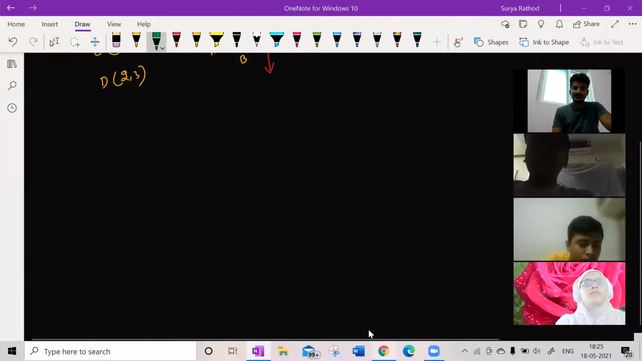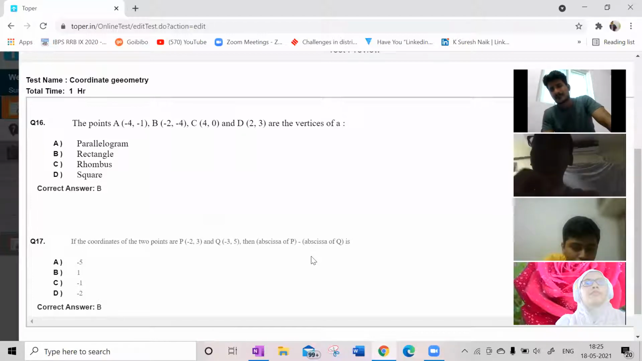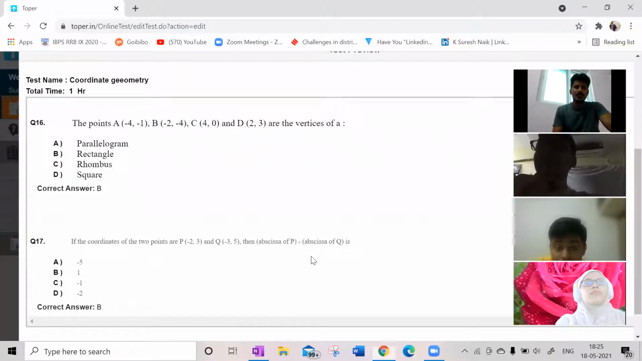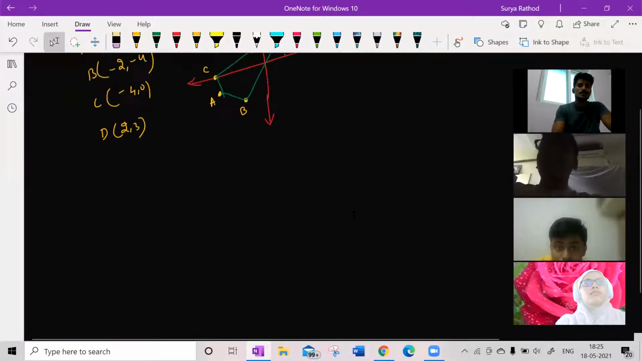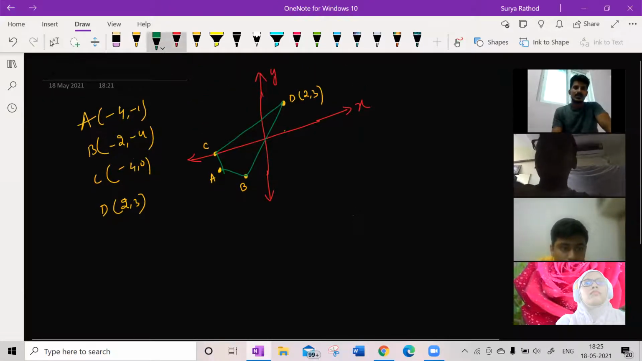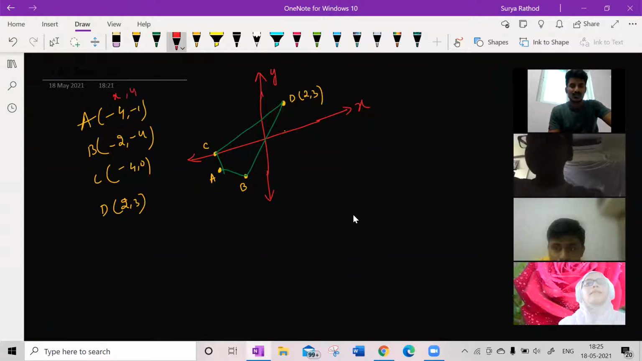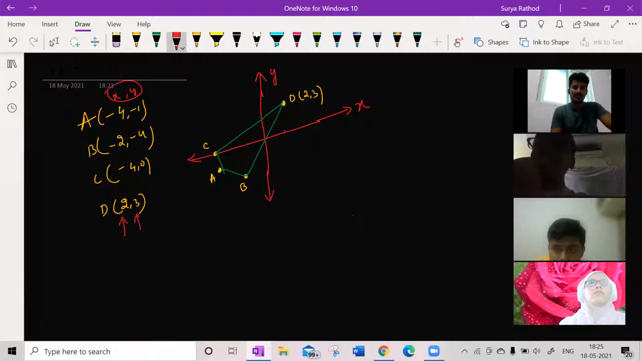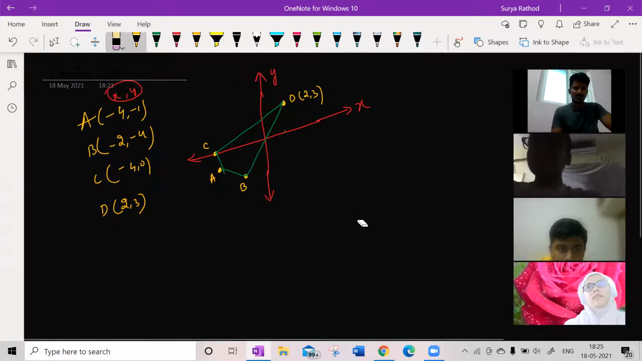One doubt, sir. What should we take as the X axis and what as the Y axis in this, (-4, -1)? Look at this. The first coordinate is always going to be x, and the second coordinate is always going to be y. Getting my point? So this is x, this is y. Wherever you see, the first coordinate will always be x, the second coordinate will always be y.